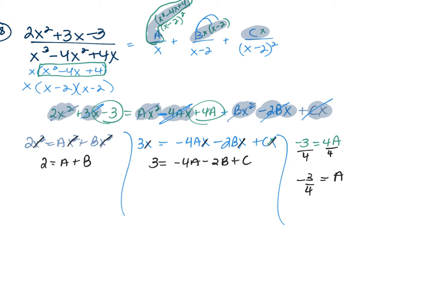All right, so then A goes in over here. 2 equals negative 3/4 plus B. And then add the 3/4 and add the 3/4. This becomes 8/4 plus 3/4, or 11/4.